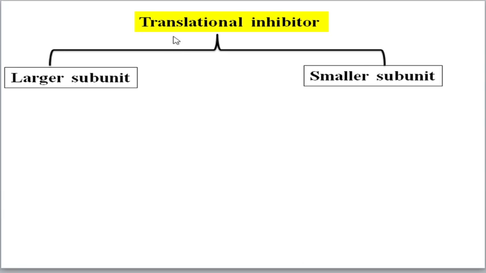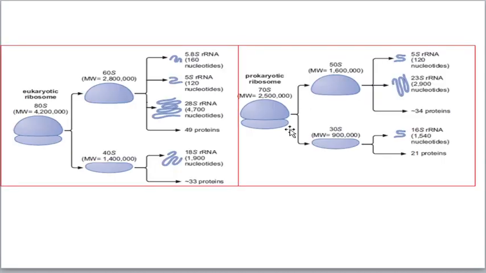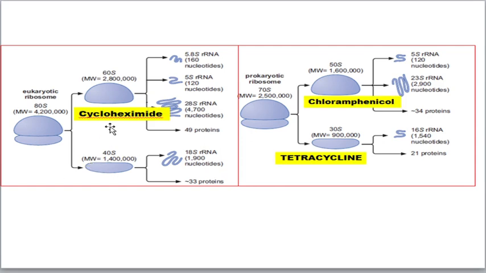Next are translation inhibitors classified by affecting the larger subunit or the smaller subunit. A few processes are present in the larger subunit of ribosome and a few processes take place in the smaller subunit of ribosome. The eukaryotic ribosome consists of a 60S subunit and a 40S subunit. So one subunit will be larger and another subunit will be smaller. Cycloheximide inhibits the eukaryotic translation by disturbing the process occurring in the larger subunit. Whereas tetracycline inhibits the prokaryotic translation by inhibiting the process occurring in the 30S subunit.